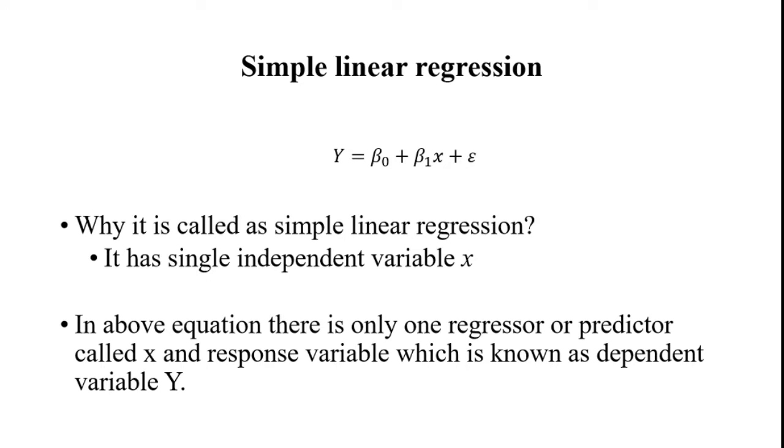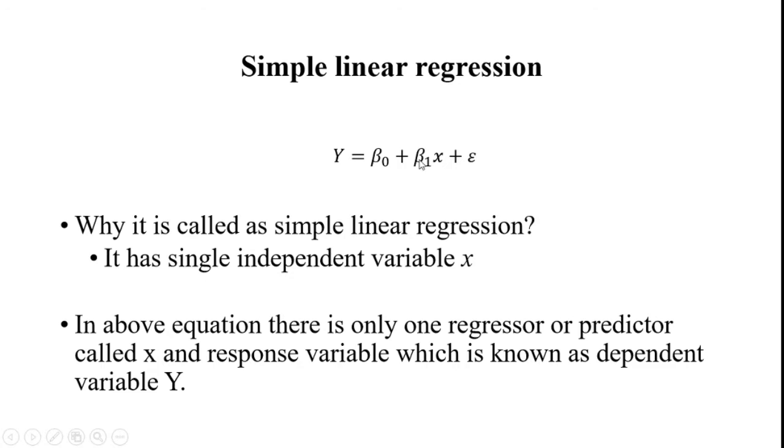In that equation the term epsilon is also available, which means the error in our experiment, because our equipment develops error and the measuring instrument also develops error, so that we are aware of the data variation between the n number of experiments, which is known as the error function. Why is it called simple linear regression? Because it has a single independent variable, which is x.